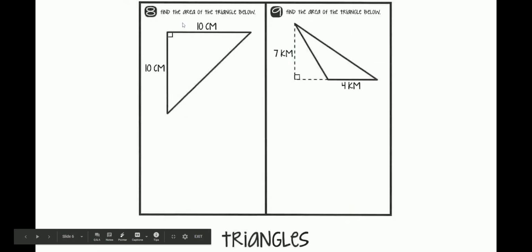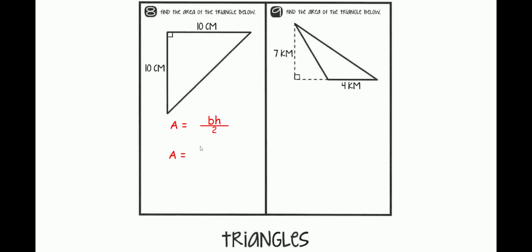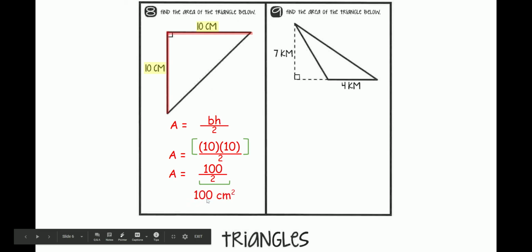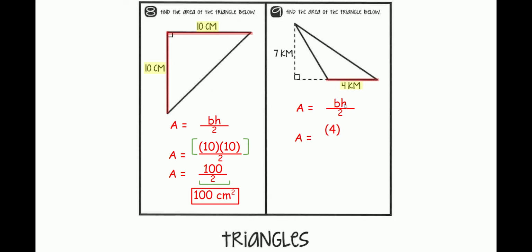All right, last set of triangles. Area equals base times height divided by 2. Our base is 10 centimeters. Our height is 10 centimeters. We're going to divide that by 2. 10 times 10 is 100, divided by 2, and that equals 50 centimeters squared. Finally, we've got our base of 4, replace B with 4. Our H is going to be 7, and we're dividing that by 2, so bring that down. So 4 times 7 is 28, divided by 2, and that's 14 meters squared.